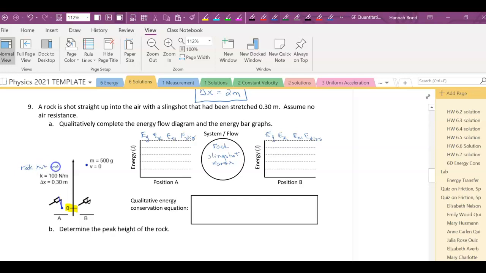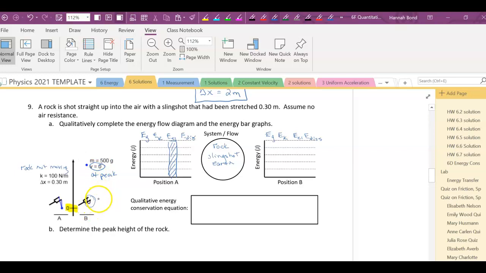It's being held in place in the slingshot, but the slingshot is stretched. And so the type of energy that my system has is all stored as elastic potential energy at the beginning. Then at position B, it must be at the peak height, because the velocity is 0, so it's at the peak. It is much higher than it was originally, so it has some gravitational potential energy.